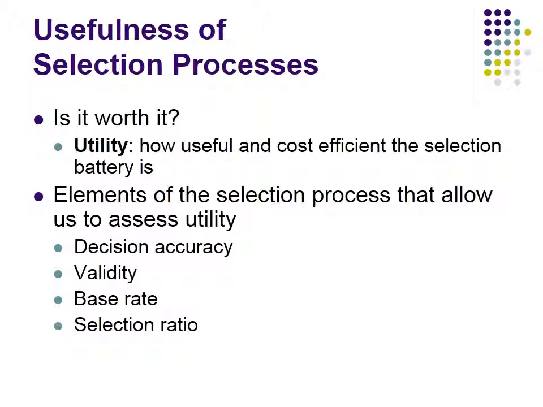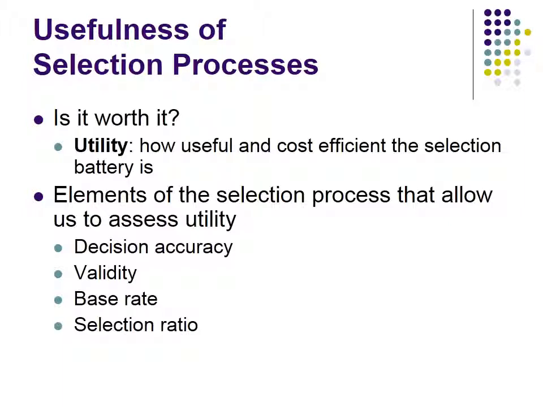So the elements of a selection process that allow us to measure utility are first the decision accuracy. So how many people do we hire that actually do good performance once we hire them? We need to know the validity. We need to know how much of performance do we think that our selection battery is actually predicting. We need to know the base rate. What the base rate refers to is how many people are actually performing well, or what percentage of people perform well prior to the use of a selection technique or the use of an old selection technique. So if you're wanting to show that your selection technique has utility, it's worth the time and effort, you first need to know how successful was the company at hiring people prior to this new selection technique?